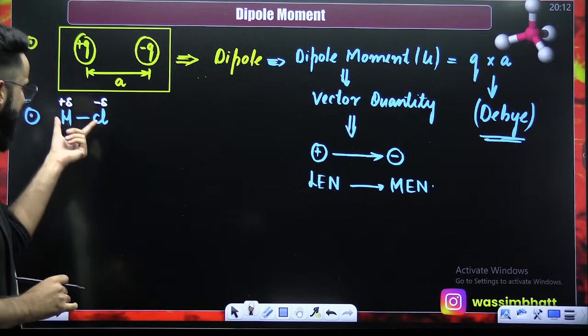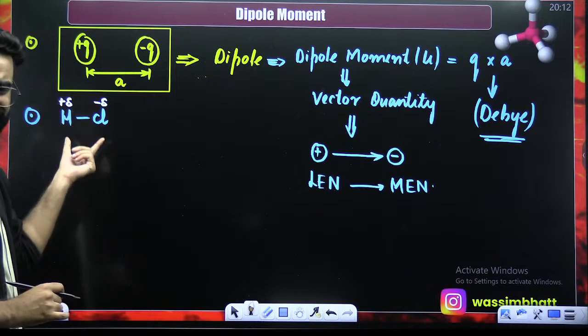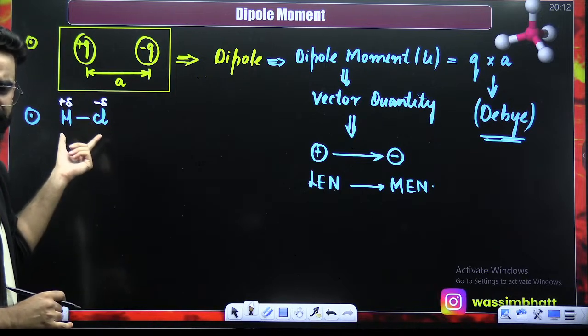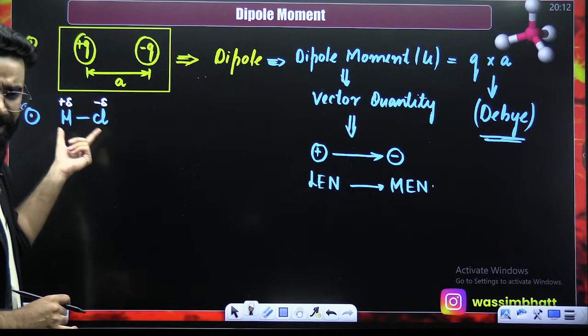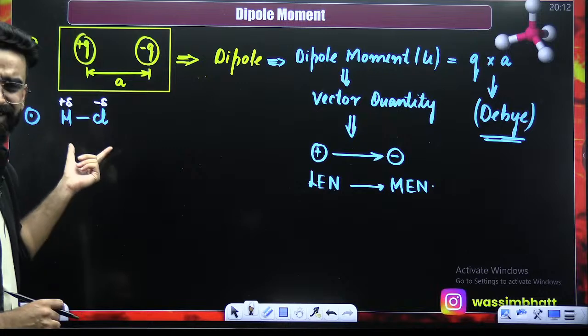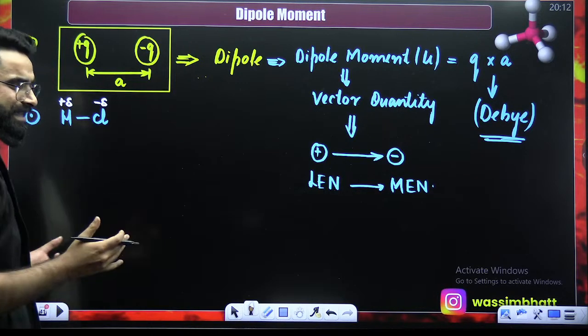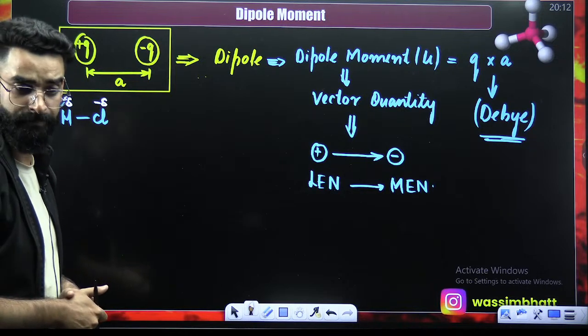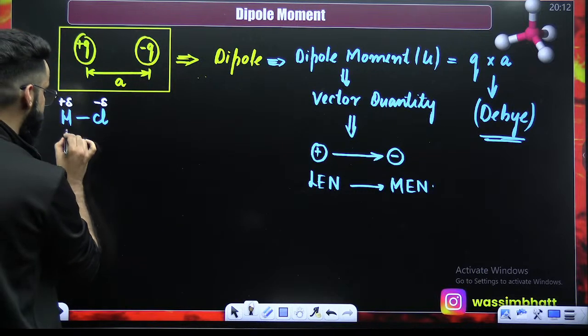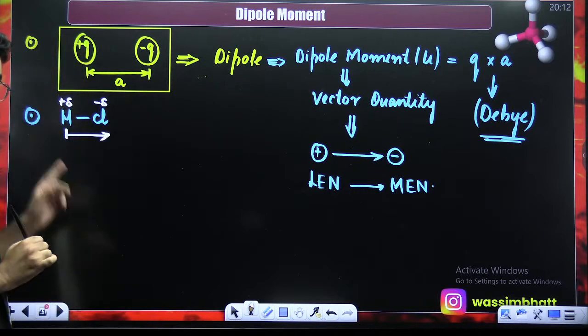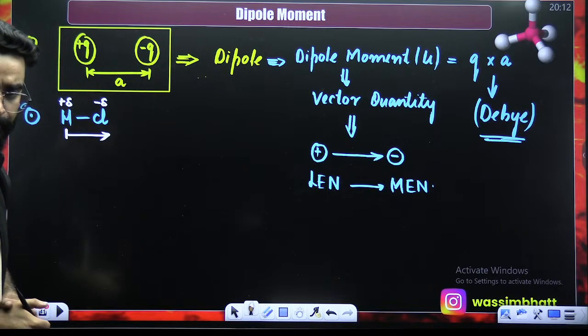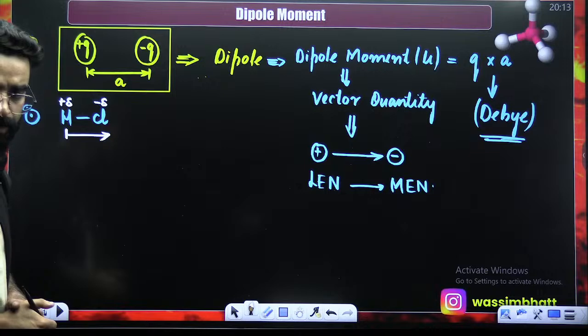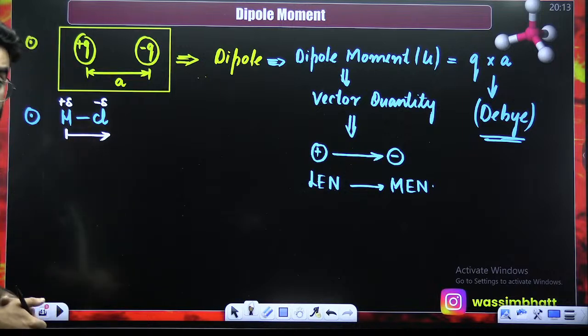Tell me one thing. Do we have equal and opposite charges separated by a certain distance? Yes, we have equal and opposite charges separated by a certain distance. Can I say this is the same as your dipole? If it behaves like a dipole, it will have a dipole moment, right? And the direction of dipole moment is from less electronegative to more electronegative. This is the direction of the dipole moment. Okay? Am I clear, people?